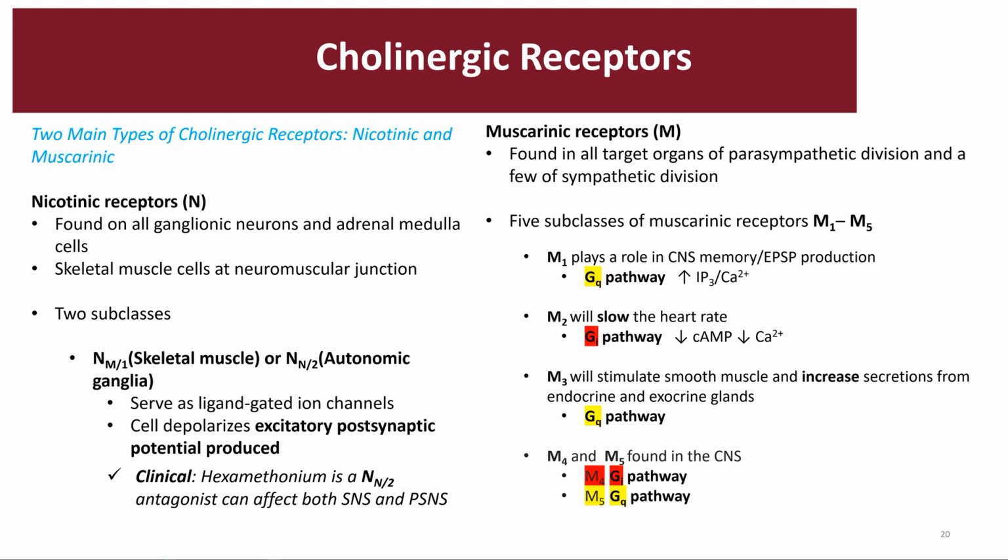The M3 will stimulate smooth muscle as well as increase secretions within the endocrine and exocrine glands of the body, and this one also follows the GQ pathway. M4 and M5 are found only in the CNS. The M4 utilizes the GI pathway, whereas the M5 uses the GQ pathway.